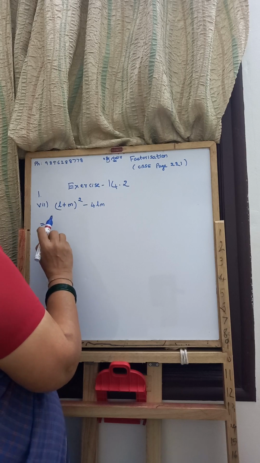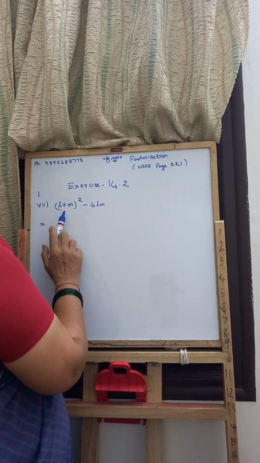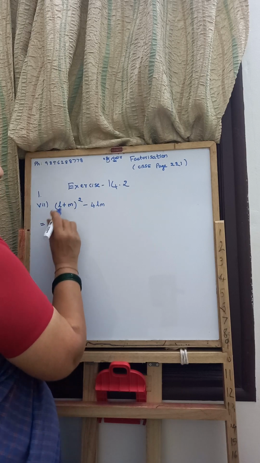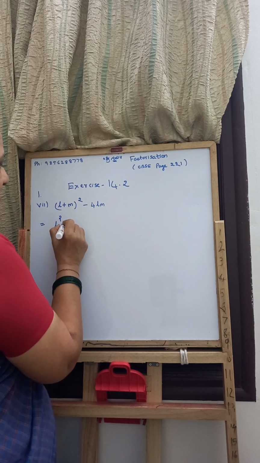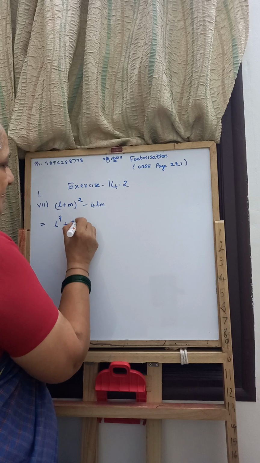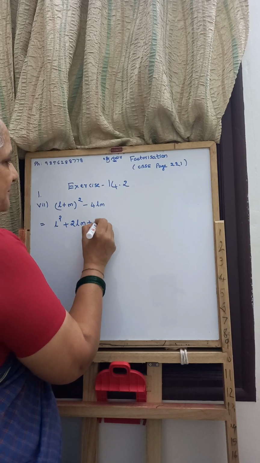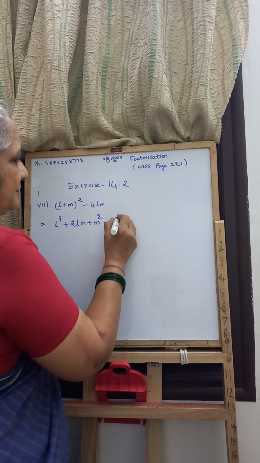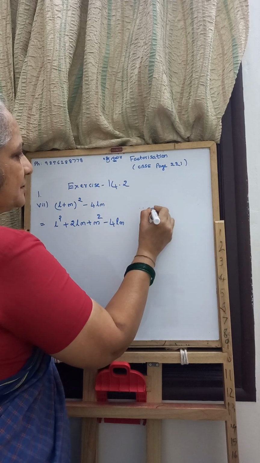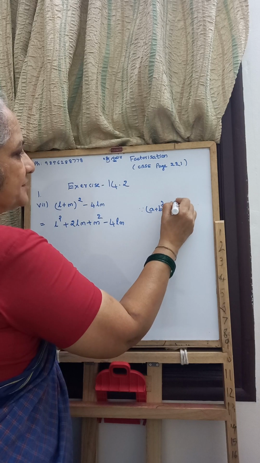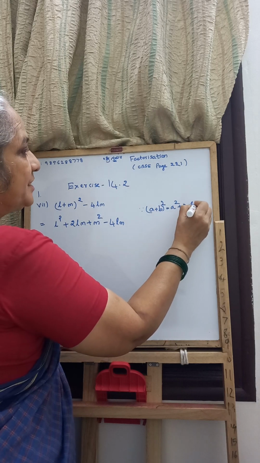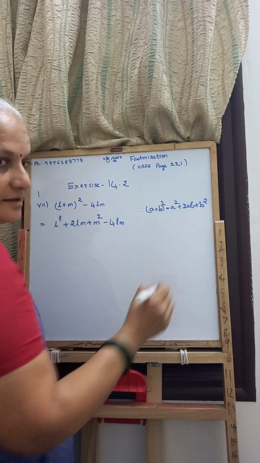By observation, we cannot find any common factor between these two terms. We will expand the first term. It is (L plus M) bracket square is equal to L square plus 2LM plus M square minus 4LM, because (A plus B) bracket square is equal to A square plus 2AB plus B square. This is the identity we have learned.